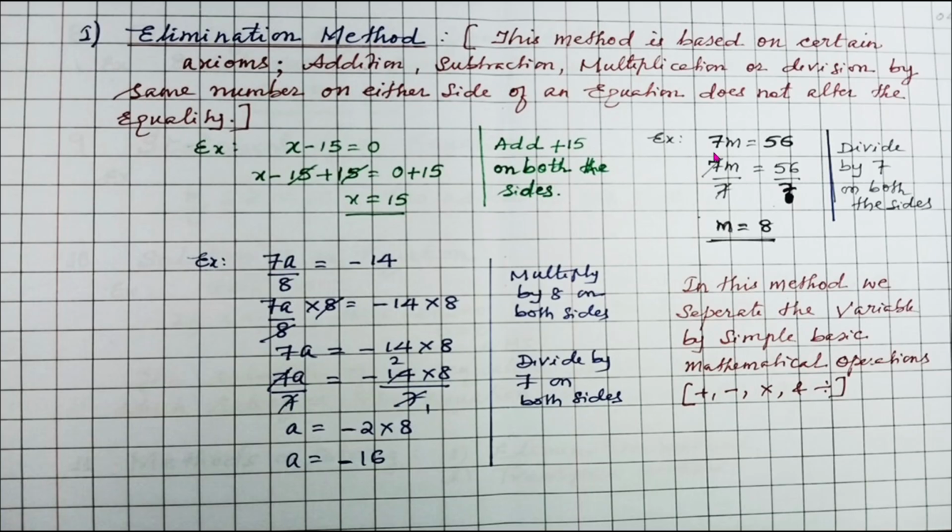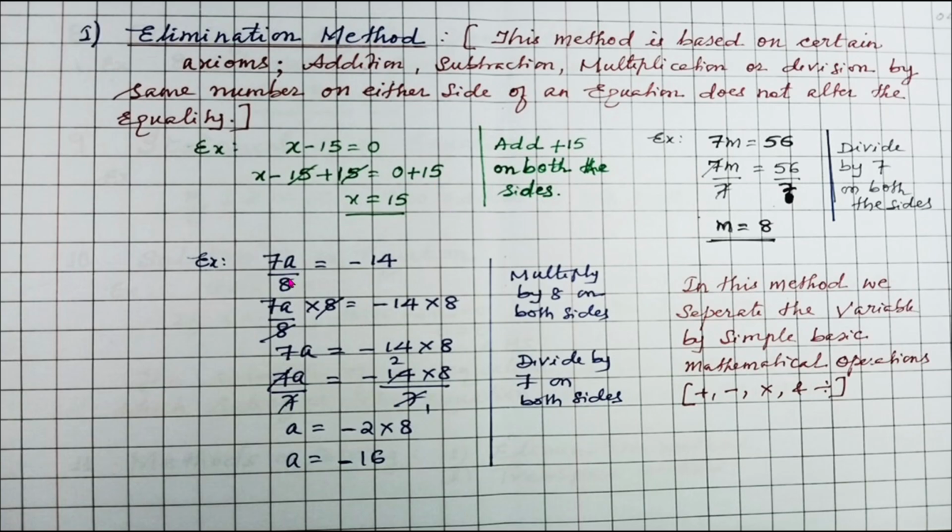Remember that. Now one more example, 7m is equal to 56. Now here I have to eliminate 7, so divide by 7 on both the sides. So the 7 gets cancelled here. 56 by 7 is 8, and therefore the value of m is 8, and that is the solution of the given equation, and the method is the elimination method.